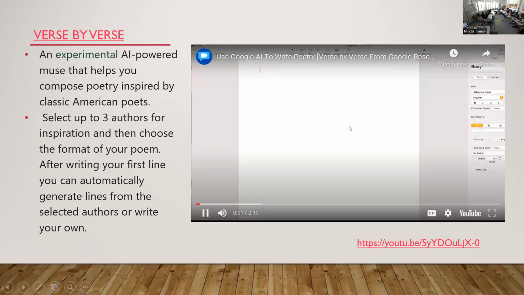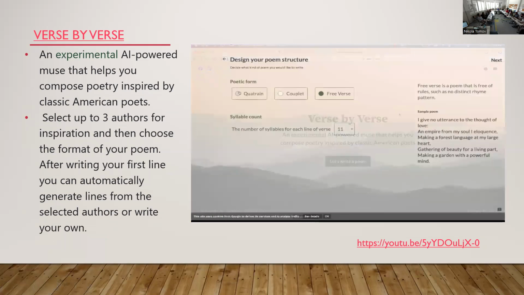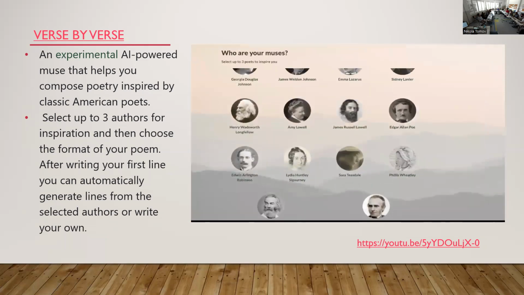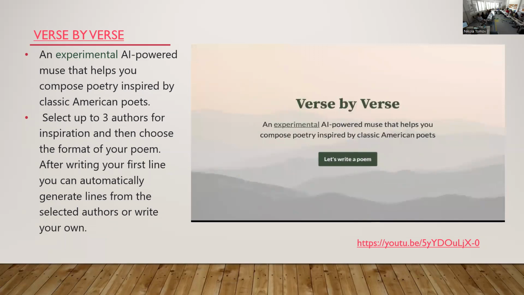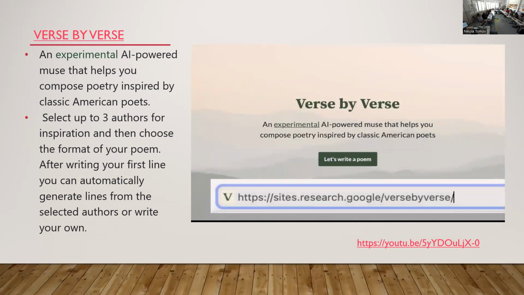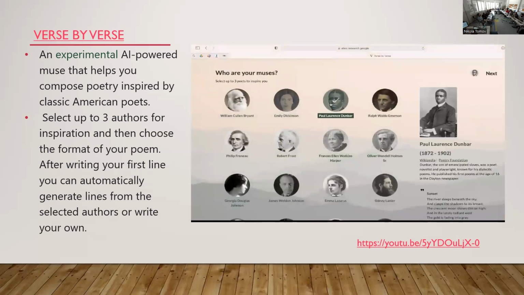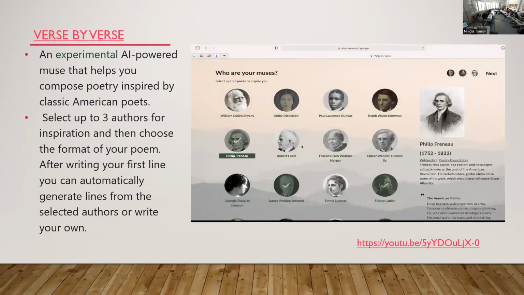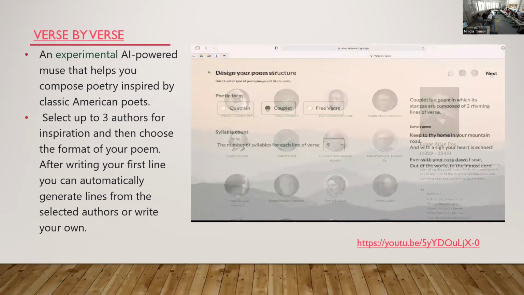Writing poetry is not always easy or fun, but the new website Verse by Verse by Google Research will use the magic of artificial intelligence to automatically generate a poem written in the style of some of the most famous poets of all time. Here's how it works. First, access Verse by Verse. And click the button to begin. Select up to 3 poets for inspiration. If you don't know who some of these are, you can learn more about each poet by clicking on the photo. Once you've made your selection, choose the format for your poem.